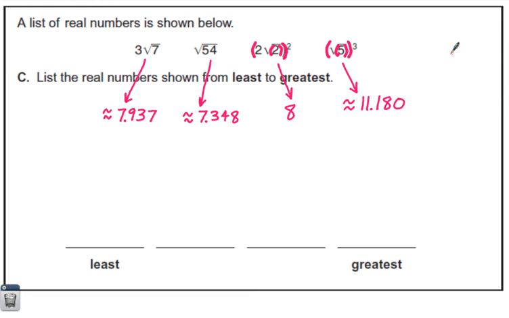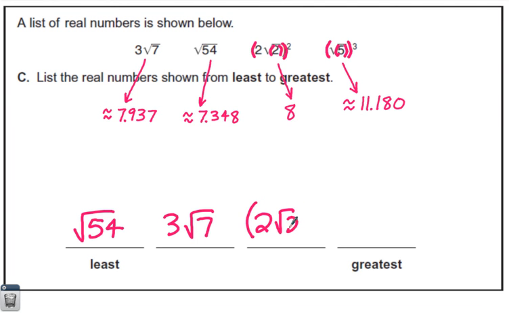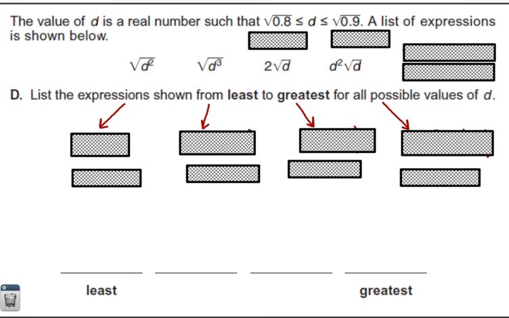Anyway, once they're in decimals, it's a whole lot easier to see that root 54 is the least, followed by 3 times the square root of 7, followed by, well, I can hardly tell what that was now, 2 root 2 squared, I think that was, and the square root of 5 all cubed. Okay? That's part C. So changing to decimals, very effective.